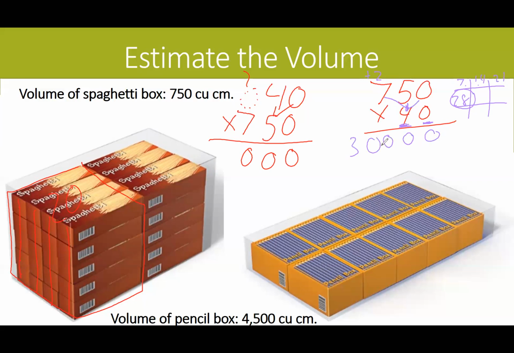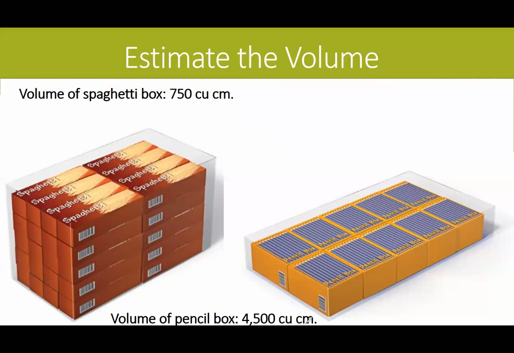1, 2, 3, comma. So the volume of this spaghetti box is about 30,000 cubic centimeters. So again, 30,000 cubic centimeters is this right here. It's just the spaghetti boxes. It's not including this little bit extra. That's why it's about. Okay, last one.